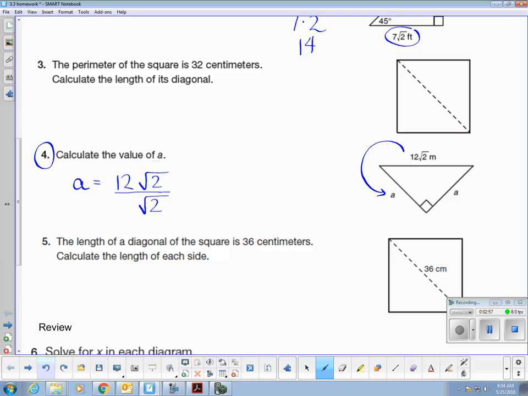Another way of thinking of it is if we want to go from the hypotenuse, which is a longer side, to the leg, which is a shorter side, we need to make that a smaller value. So the way we do that is by dividing. So what I notice is that I can cancel the radical 2's to 1. So A is equal to 12.